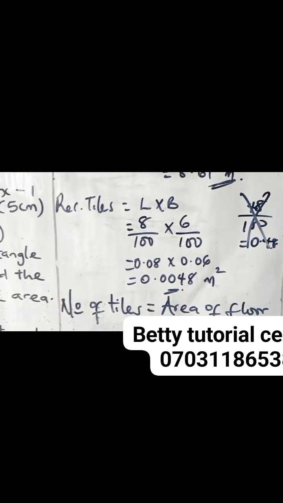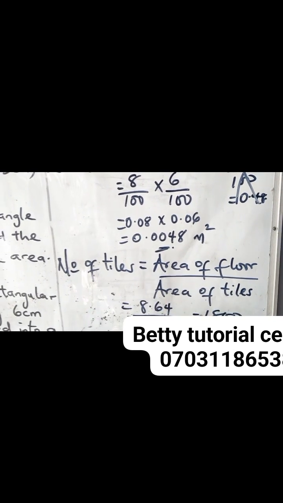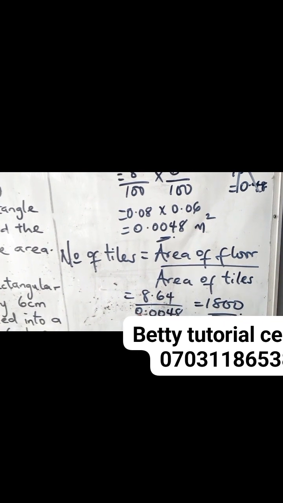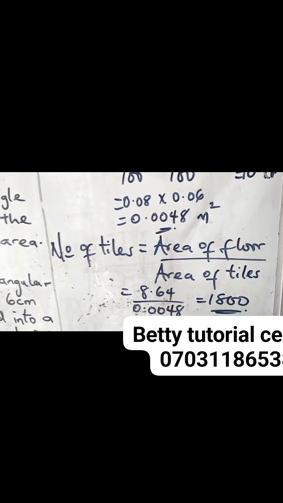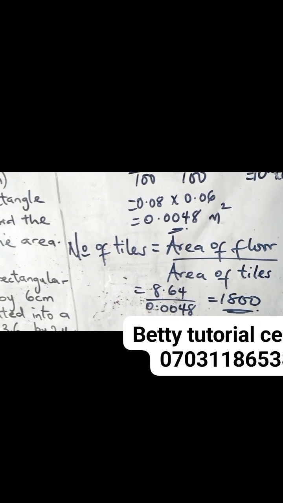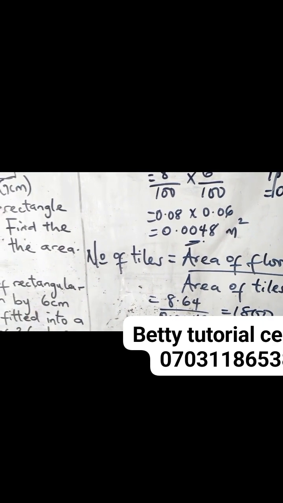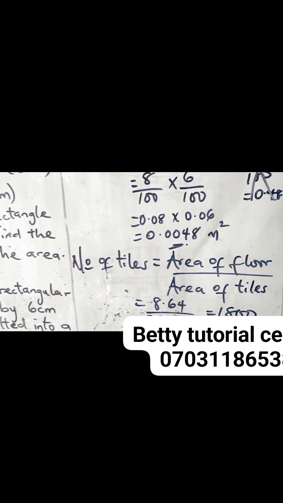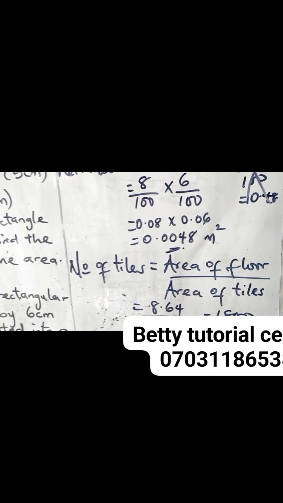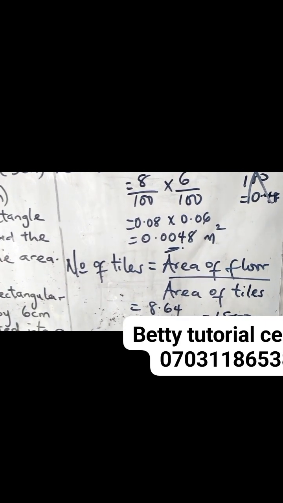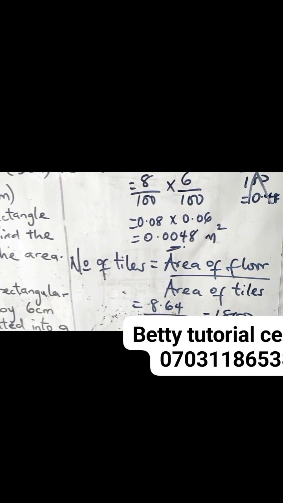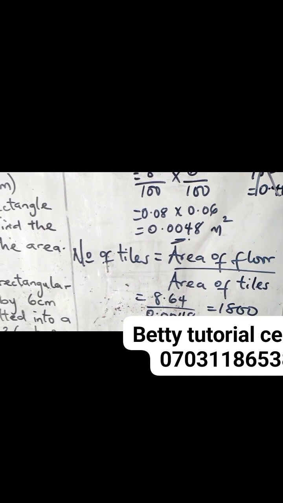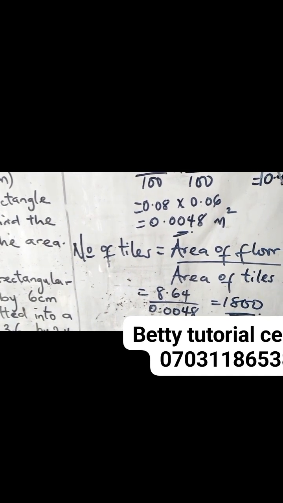Now, how do we calculate the number of tiles? The number of tiles is equal to the area of floor divided by the area of tiles, which is 8.64 divided by 0.0048. Now, we are not going to multiply this by 4, because looking at the shape, we know that we are only dealing with one part, the floor. For a wall to make up a room, we need 4 parts of the wall, but for a tile we need only the down part of the floor. It means there's no need for us to multiply it by 2 or by 4.